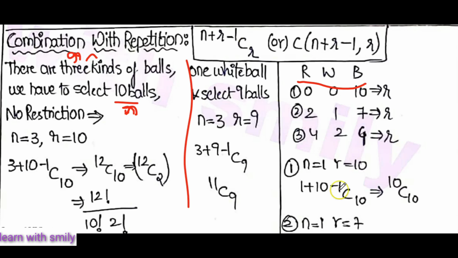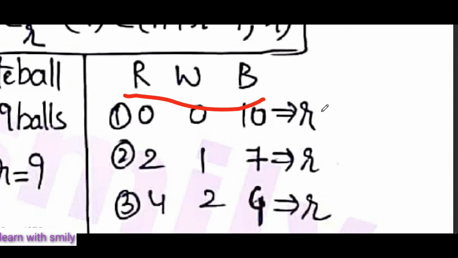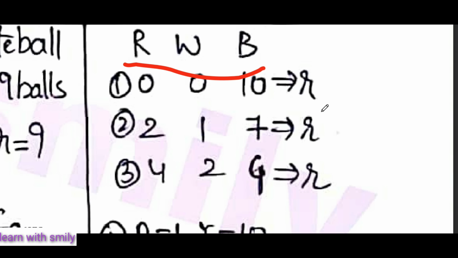And if there are things like red, white and blue balls, suppose there is no restriction. Or if they say that the 10 balls should be blue, or if they say 2 should be red, 1 should be white and 7 should be blue, or they might give these 2 values and ask us to find the remaining balls. So obviously the remaining balls will be blue, right?